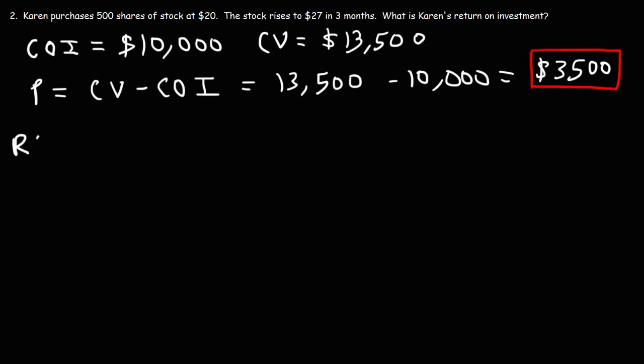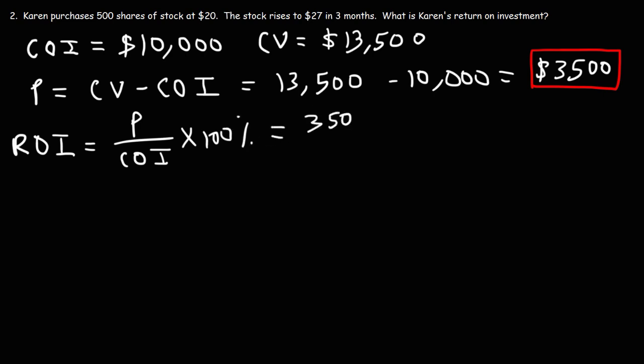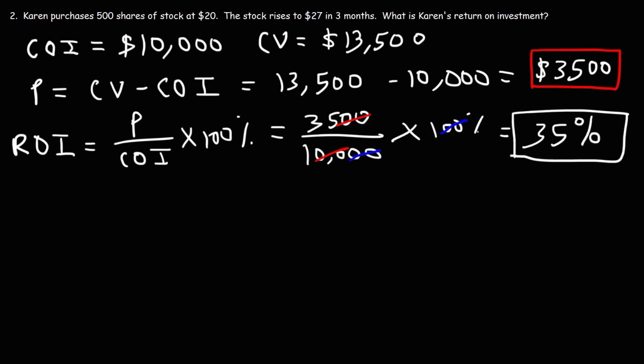So now let's calculate the return on the investment. It's going to be the profit divided by the cost of the investment times 100%. So Karen earned a profit of $3,500. She invested $10,000. And so let's multiply this by 100%. So here's a quick way to get the answer if you don't have a calculator. We can cancel 2 zeros, and we can cancel another 2 zeros. So it's 35 over 1. So this is going to be 35%. So that's her return on investment. That's her ROI in a 3-month period.